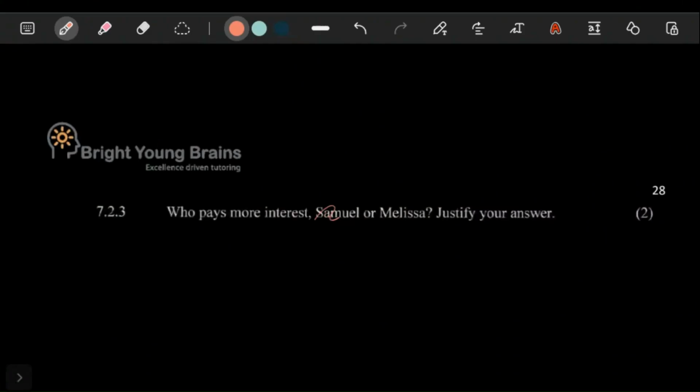7.2.3 says, who pays more interest, Samuel or Melissa? Justify your answer. So in this situation, you may be wondering, what's the easiest way to do this? Because it's literally just a 2-mark question, you don't want to overthink it. Because if you overthink it, it's going to be too crazy for you.